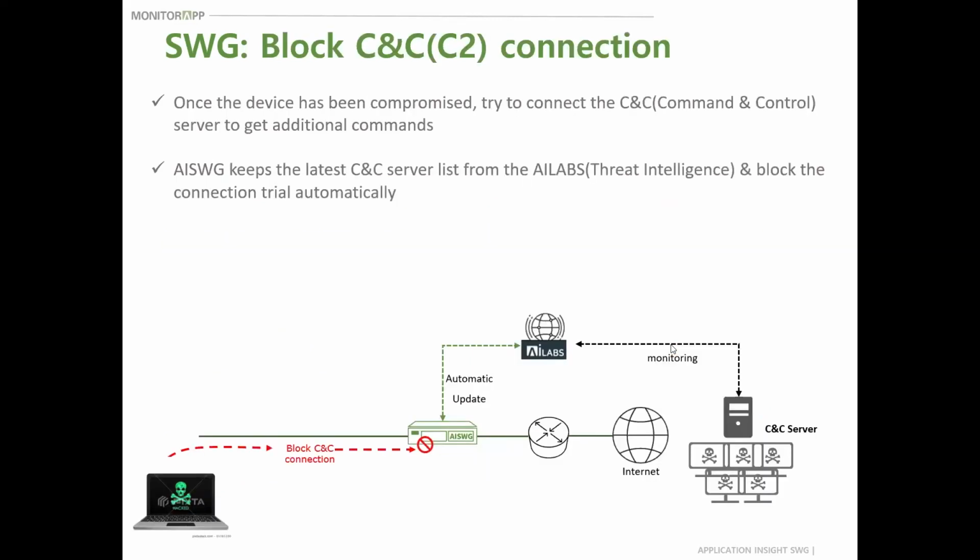And SWG also has a very interesting function to block the CNC connection. Here CNC means command and control. Once a device has been compromised, it tries to access the CNC server to get commands or additional control. But since SWG is connected with the threat intelligence system and updated almost in real time, if the destination IP is part of the already registered CNC list, then SWG recognizes it and blocks the connection immediately.